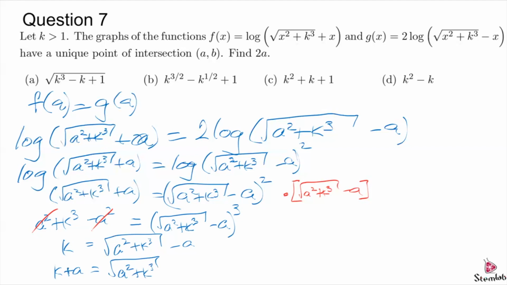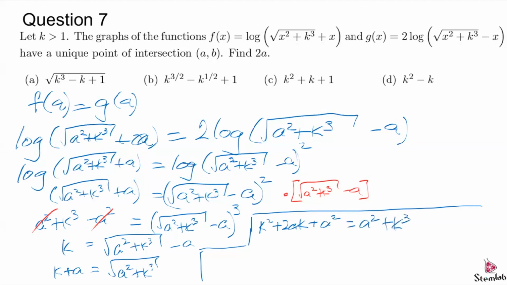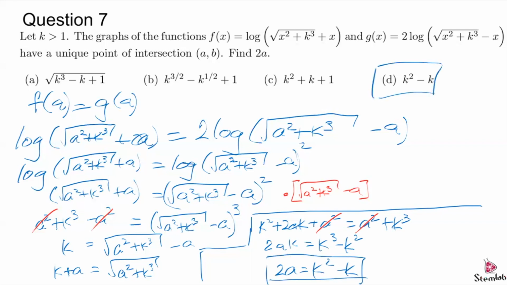Okay, so let's see if we can fit the rest of the solutions here. So now we have k squared plus 2ak plus a squared equals a squared plus k cubed. Again, the a squared cancels. So we are left with 2ak equals k cubed minus k squared, or 2a, which we are looking for, equals k squared minus k. So the final answer is D, k squared minus k.